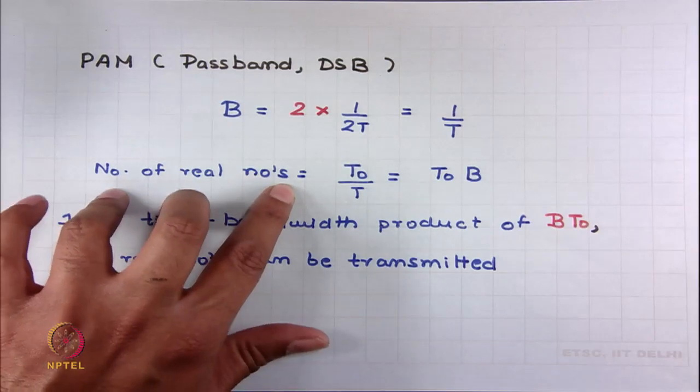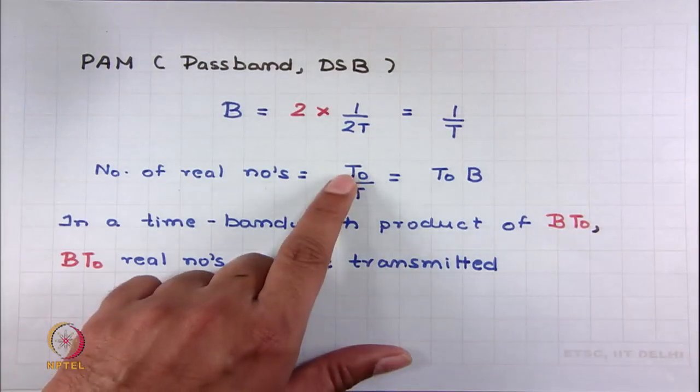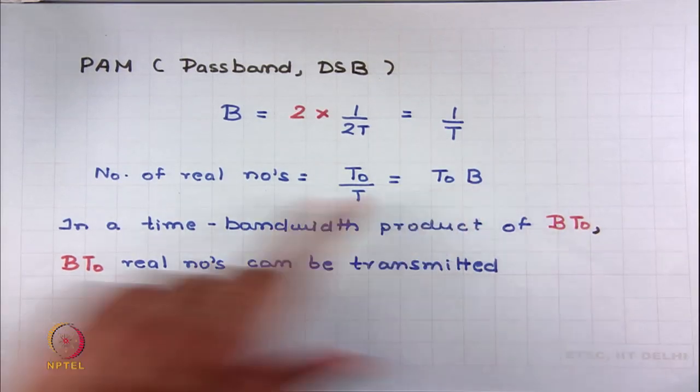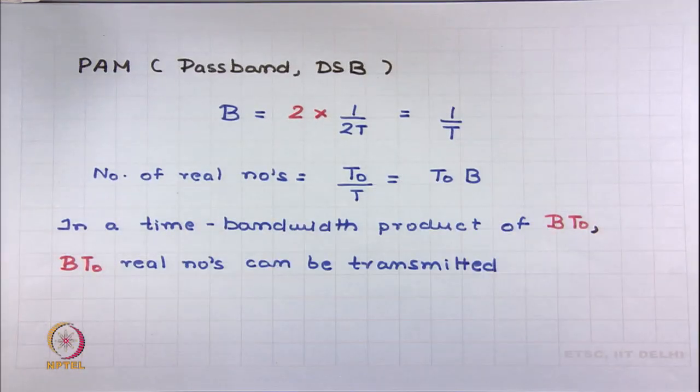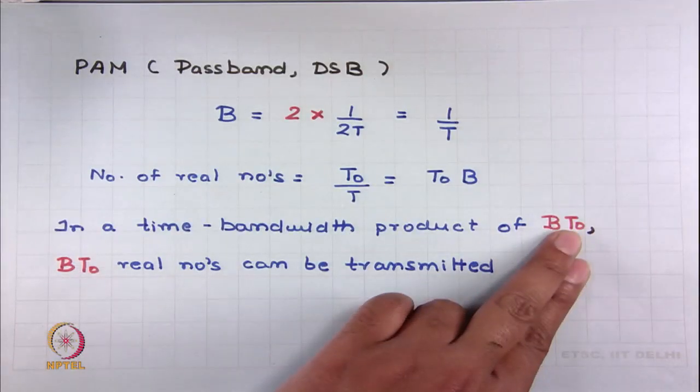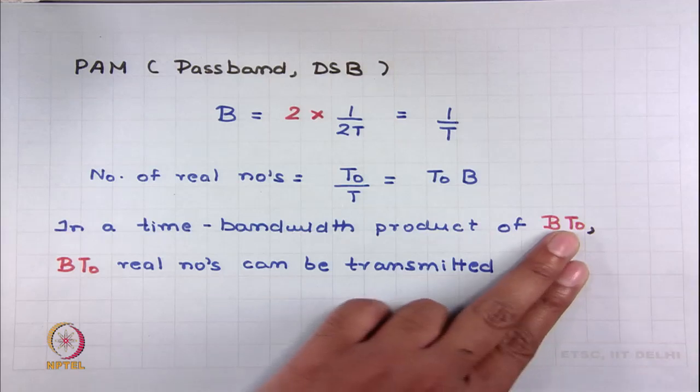So, the number of real numbers in the case of passband PAM would be T0 by T, and T is 1 by B. So, the number of real numbers that you would have in passband PAM would be T0 times B. Thus, if you consider a passband PAM signal with a time bandwidth product of B T0, time bandwidth product means that the underlying signal is of bandwidth B and duration T0. That is the time bandwidth product of the signal. If you are talking about a time bandwidth product of B T0, then you need B T0 real numbers representing that signal. And these degrees of freedom are important. This will become clear eventually.